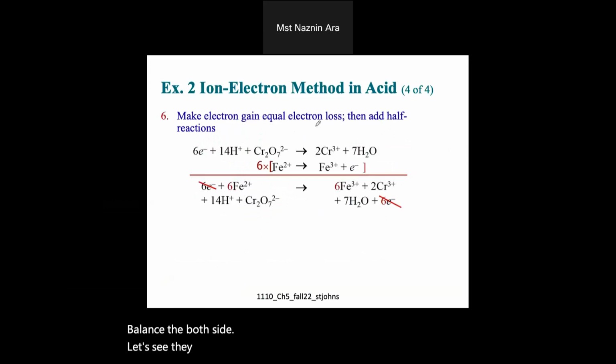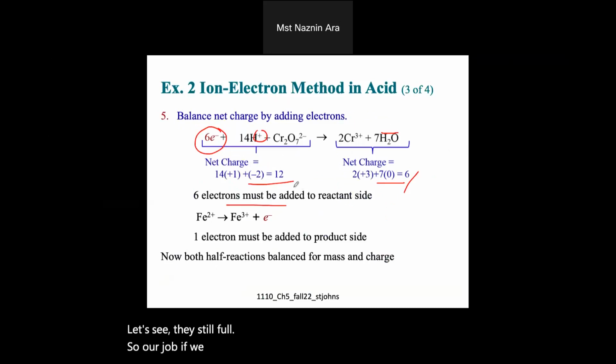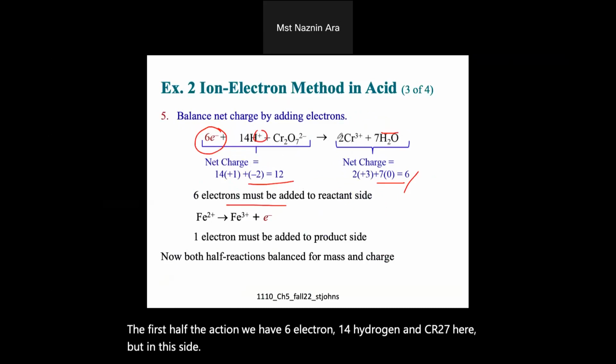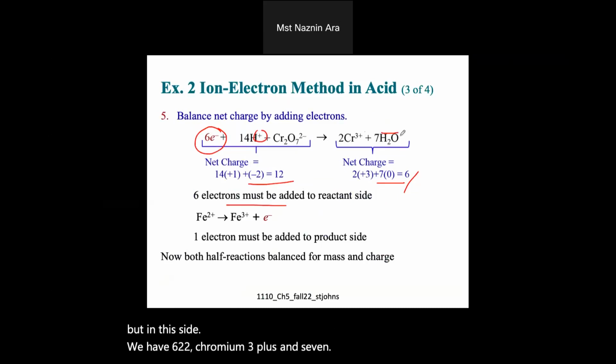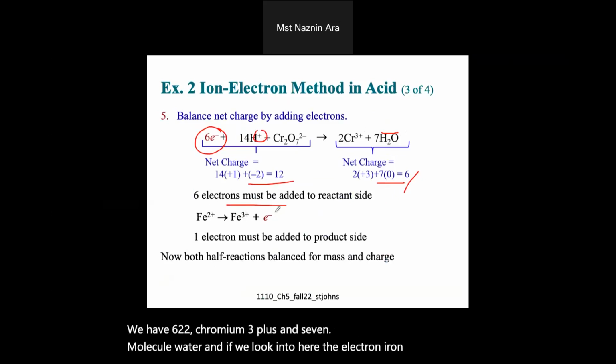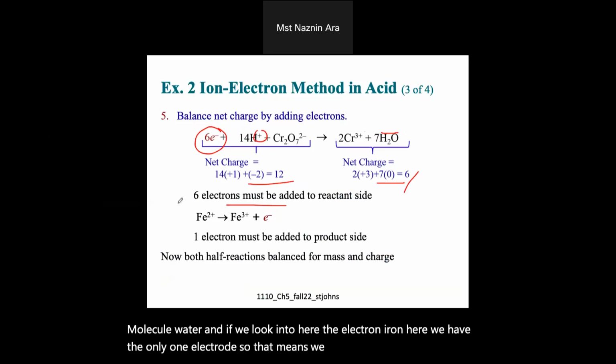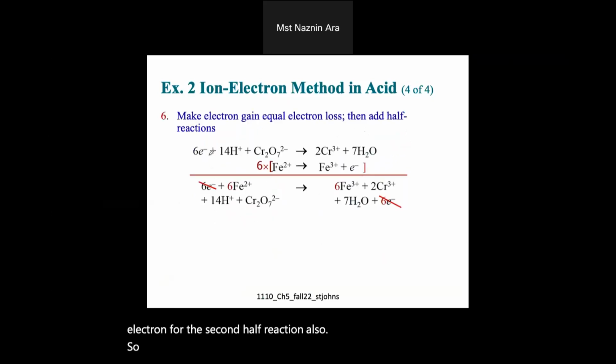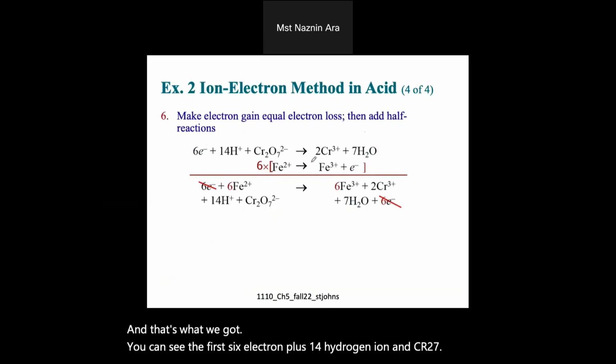Now, let's see step 4. So now our job, if we look here, in the first half reaction we have 6 electrons, 14 hydrogen plus, and Cr2O7 here. But on this side, we have 2 chromium 3 plus and 7 molecules of water. And if we look here at the electron, we have only 1 electron. So that means we have to balance the electron for the second half reaction also. So we have to multiply both sides by 6 on the second half reaction. And that's what we got: you can see the first 6 electrons plus 14 hydrogen ions and Cr2O7, I mean the first half reaction and the second half reaction.